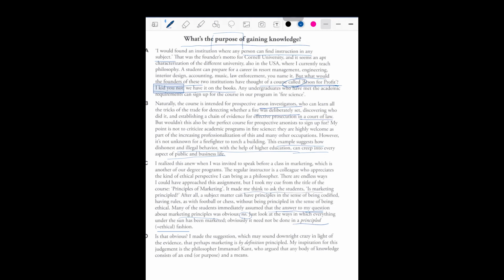Okay, it made me think to ask the students, is marketing principled? Principles of marketing. Actually, principles and principled have different meanings. Principles means the rules of marketing, the way to market, the method, the approach to market a product. And principled here, see, they have a description here, means ethical, moral. Well, I can see how these 2 meanings can be confused. Principles and principled.